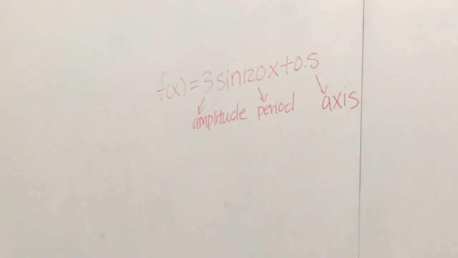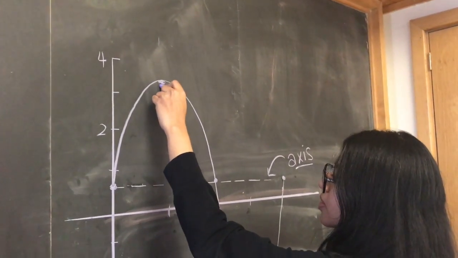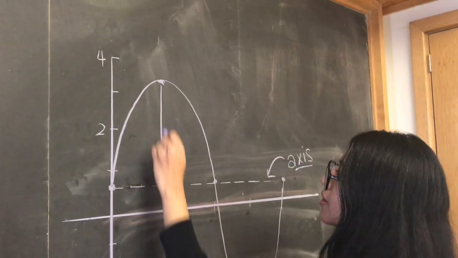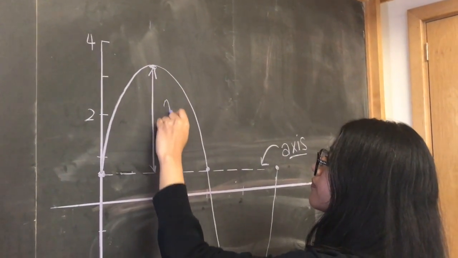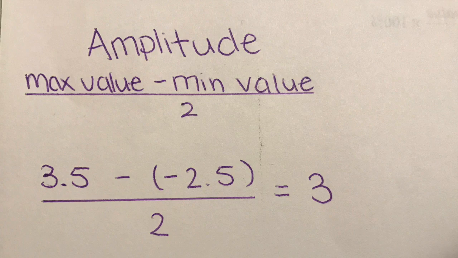Now, how do these things relate? We could find the amplitude by looking at the vertical distance from the function's axis to the maximum point. We could also find it using the amplitude equation, which is the maximum value minus the minimum value divided by 2. These two methods will both give us the same amplitude of 3.